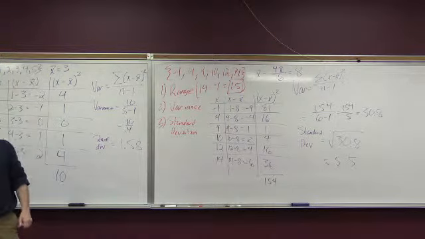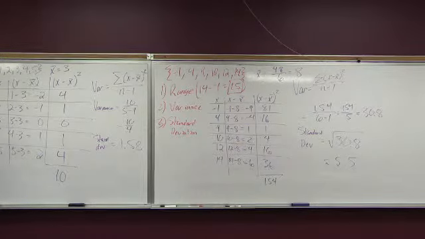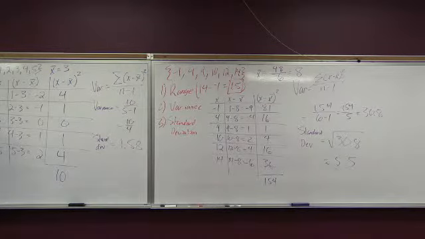But the variance is always that, just divide it. 30.8, standard deviation, take the square root. And again, I will tell you on the test where to round the numbers, okay?